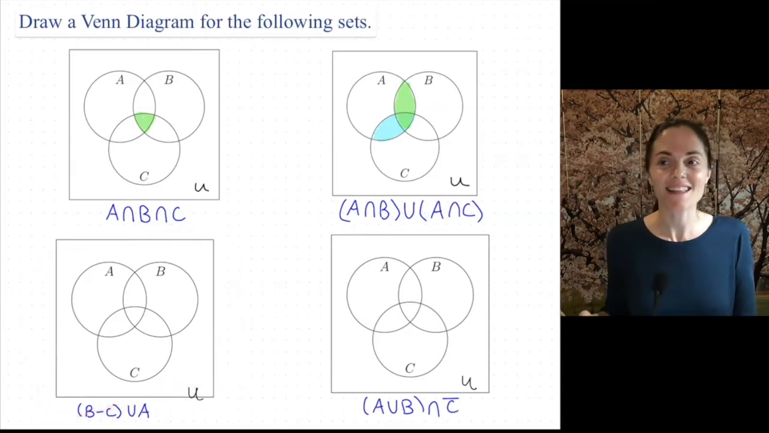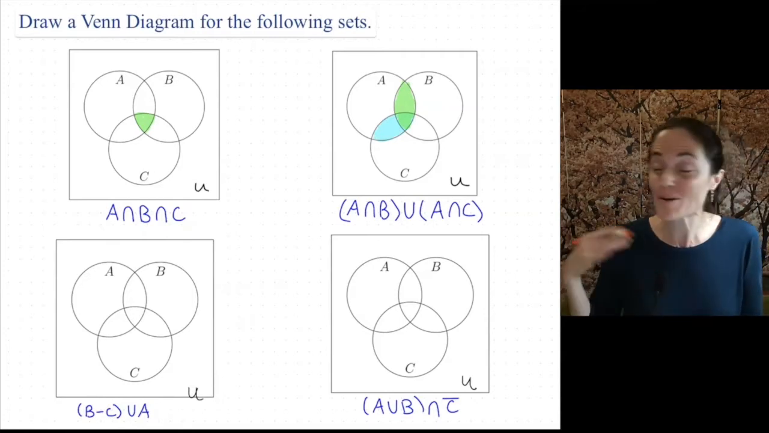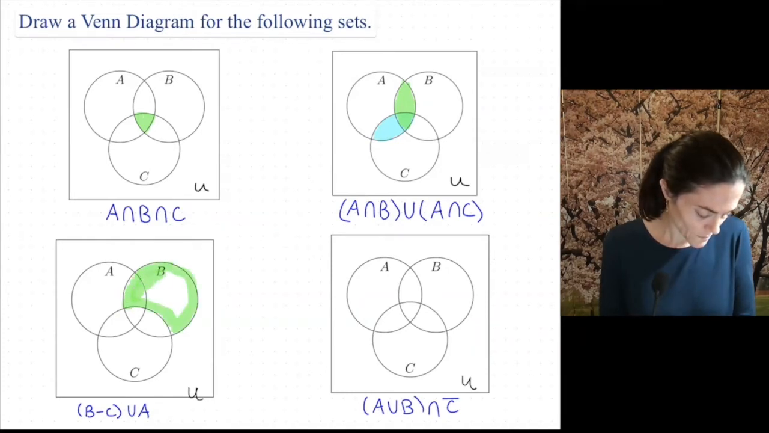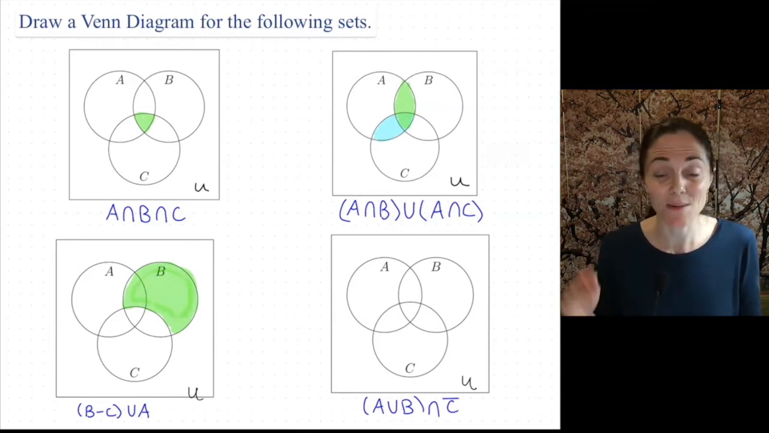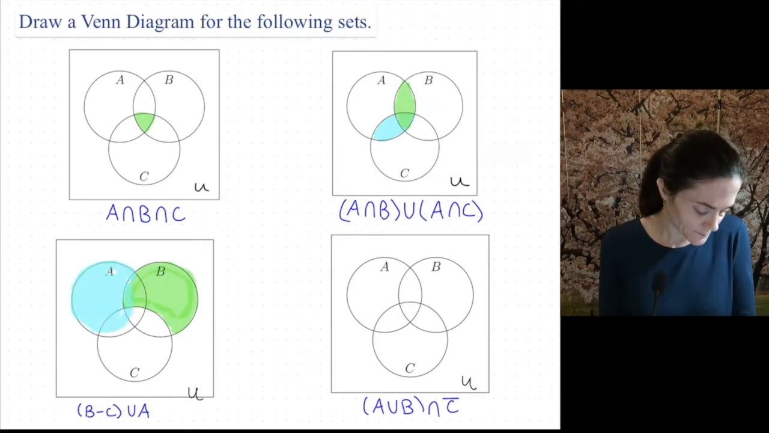Now let's move on to this one. We start with B minus C. So we take everything in B, we remove what's in C, and what we're left with will be, okay, but then union A. So I'm adding to this picture all of A.